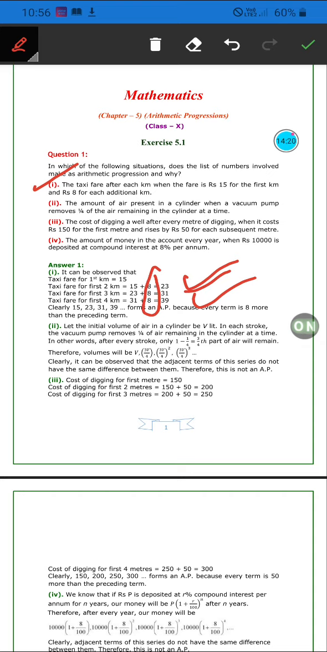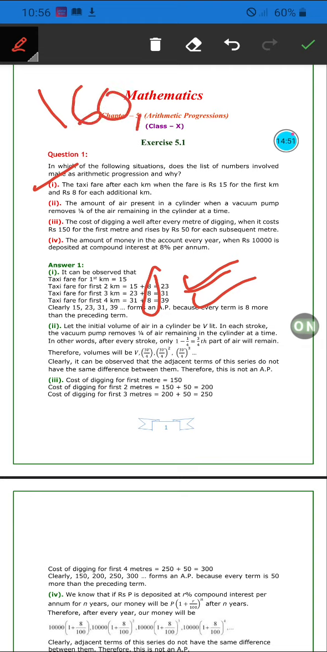So observe the second question. The amount of air present in a cylinder when a vacuum pump removes 1/4 of the air remaining in the cylinder at a time. So one cylinder has air, using a vacuum pump. A vacuum pump removes the air. It removes 1/4 of the air present in the cylinder.